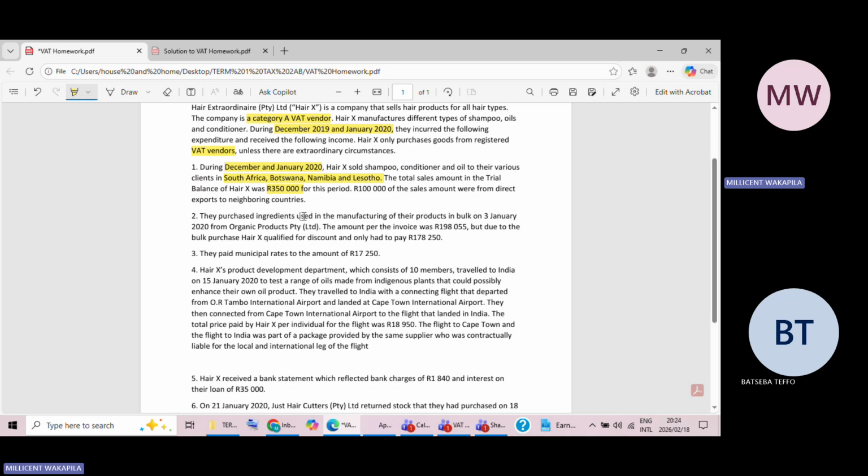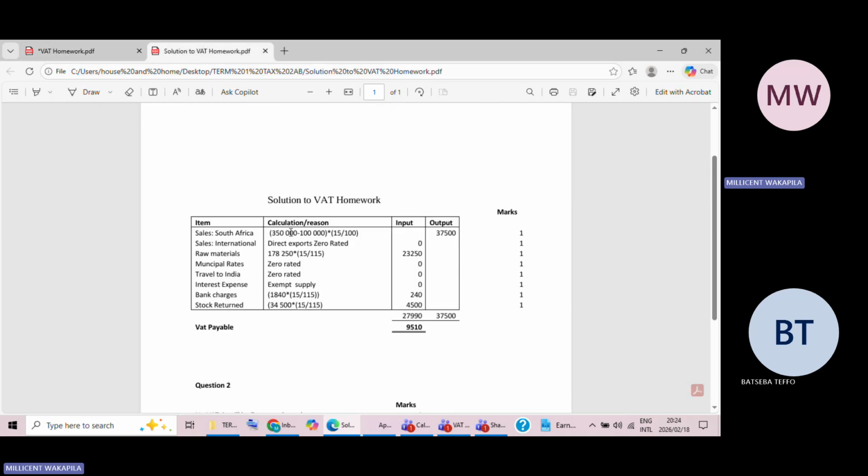So it says here 100,000 of the sales amount were from direct exports to the neighboring countries, right? Meaning to say, from the 350,000, 100,000 of the sales amount is a direct export to the neighboring countries. So here, what you do is you would have to say, let me switch on. You would have to say 350,000. I hope you guys can see the solution. Okay.